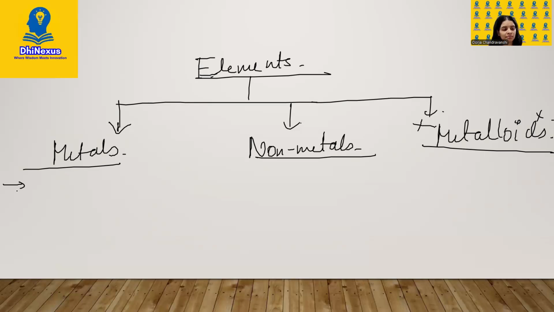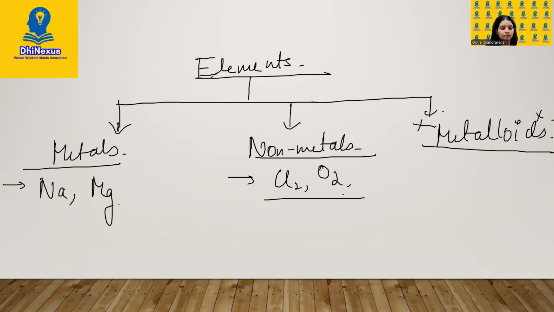So let's see metals. An example would be sodium metal or magnesium metal. And non-metals can be chlorine gas or oxygen gas. Now, how can I physically understand, if I see a substance, whether it is a metal or a non-metal? How can I distinguish? And what separates them? For this reason, we study their physical properties as well as chemical properties.